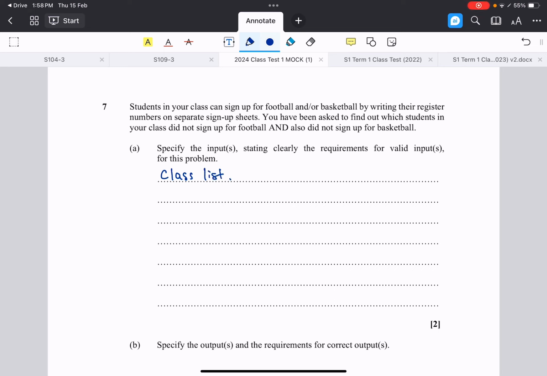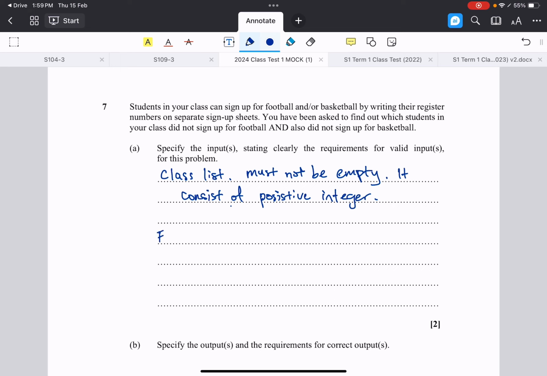This is the class list, and of course this class list should not be empty, right? Must not be empty. If the class list is empty, then this whole system will fail, right? And it consists of positive integers, right? So this is probably what's on the register, because we are looking at register number here, not names, not other fields, right? Just the register number. So that's what we have, right?